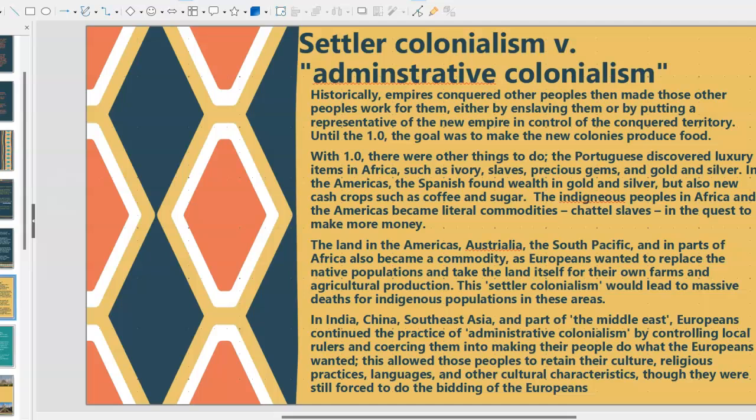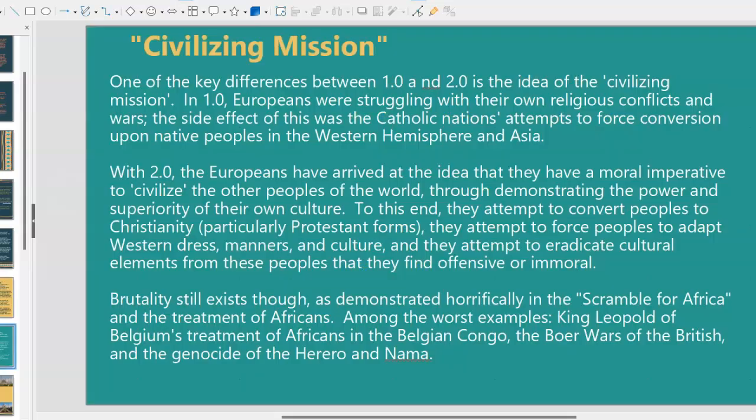And it's because of their culture and that these other places need to adopt their culture, their religions, their morals, their views on things. So we begin to get the eradication of culture as a byproduct of administrative colonialism. This is the civilizing mission.